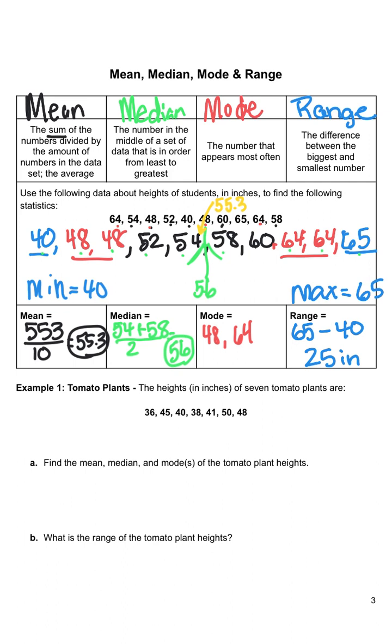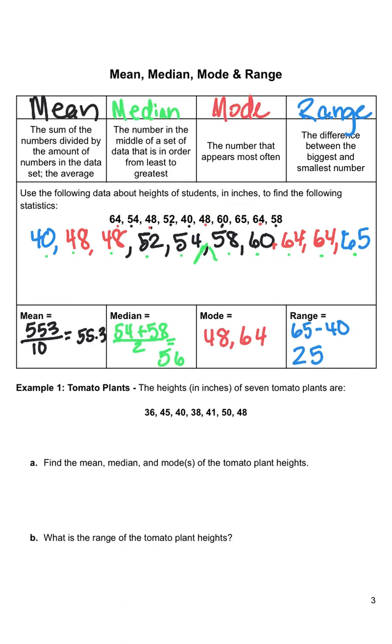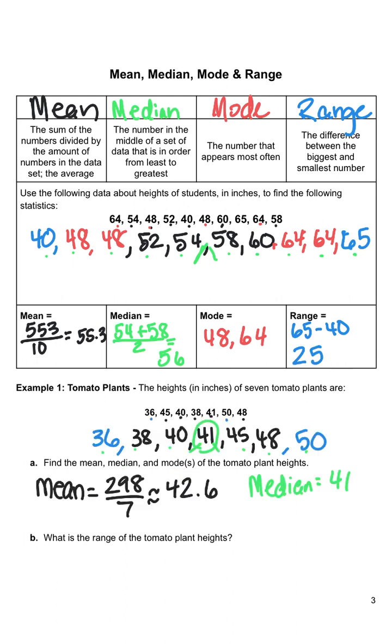Okay, let's look at another data set for practice. So as practice, go ahead and take these tomato plant heights, put them in order from least to greatest, and then you try to find the mean, median, and mode, and then we'll find the range. So pause this video, try that now.